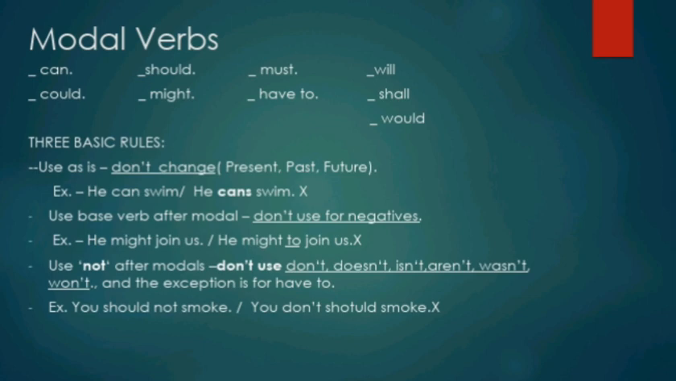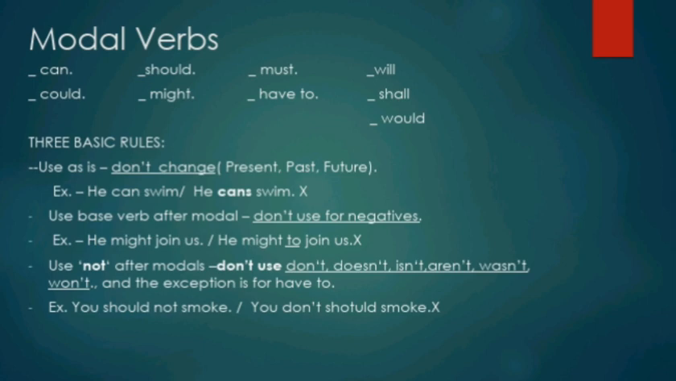Third rule, we use not after modals. Don't use don't, doesn't, isn't, aren't, wasn't, or won't. We have two different examples. Number one, you should not smoke. Number two, you don't should smoke. It will be wrong to say you don't should smoke. The correct is you should not smoke.